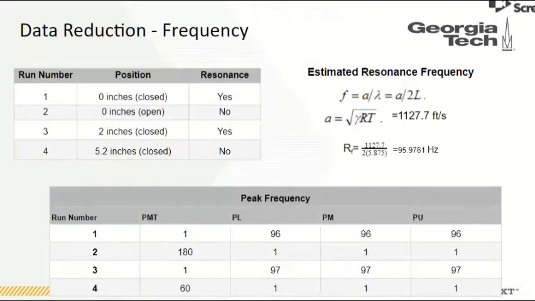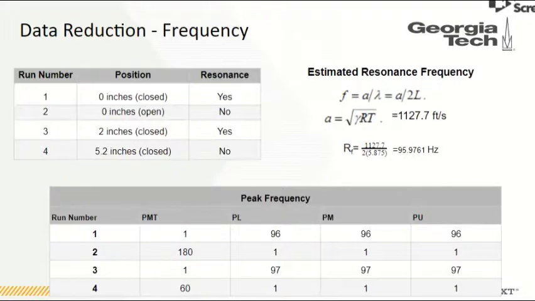We also worked to estimate the resonance frequency calculated. This is done using the speed of sound, which is given and calculated to be 1,127.7 feet per second, assuming a specific heat ratio of 1.4 and room temperature values. Then we could calculate resonance frequency by dividing this by 2 times the length of the Rijke tube, which is 5.875 feet. This gives us a resonance frequency of about 96 Hz.